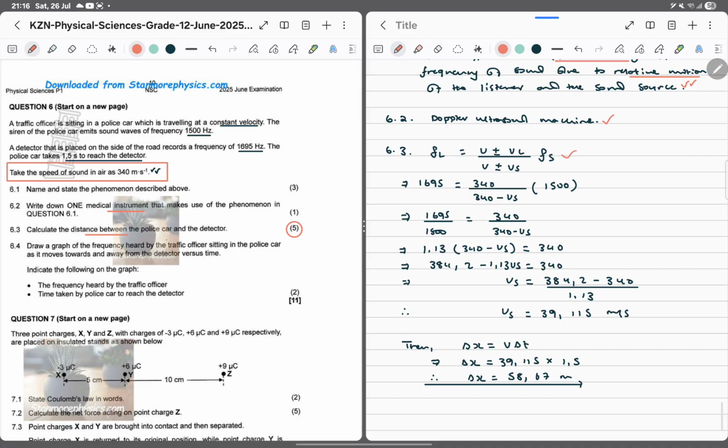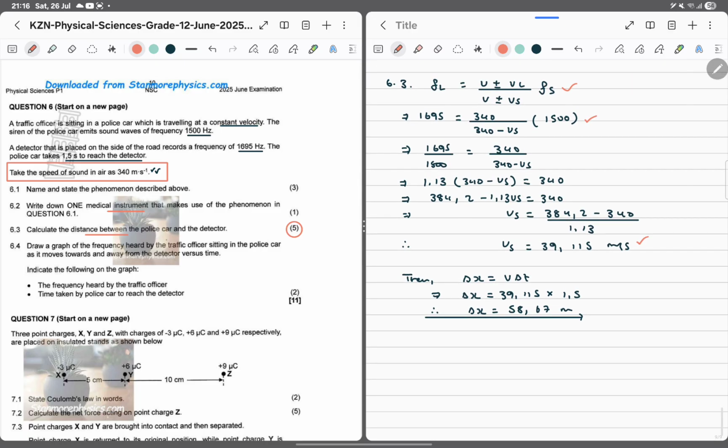Okay, folks, we get a mark for the formula, substitution, and the final answer. The rest of the gymnastics, nobody is interested. This is the last 2 marks.